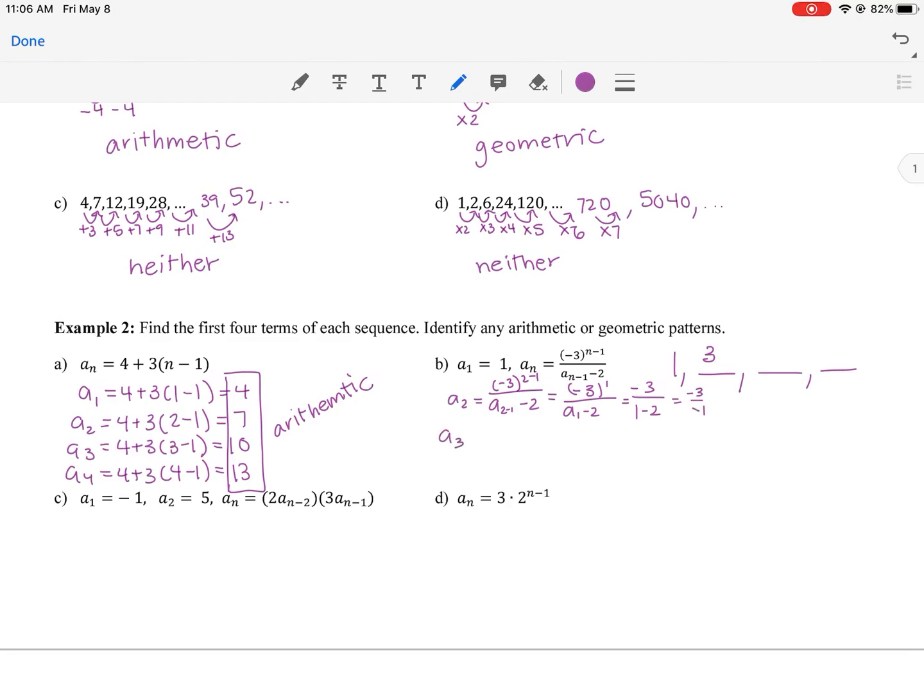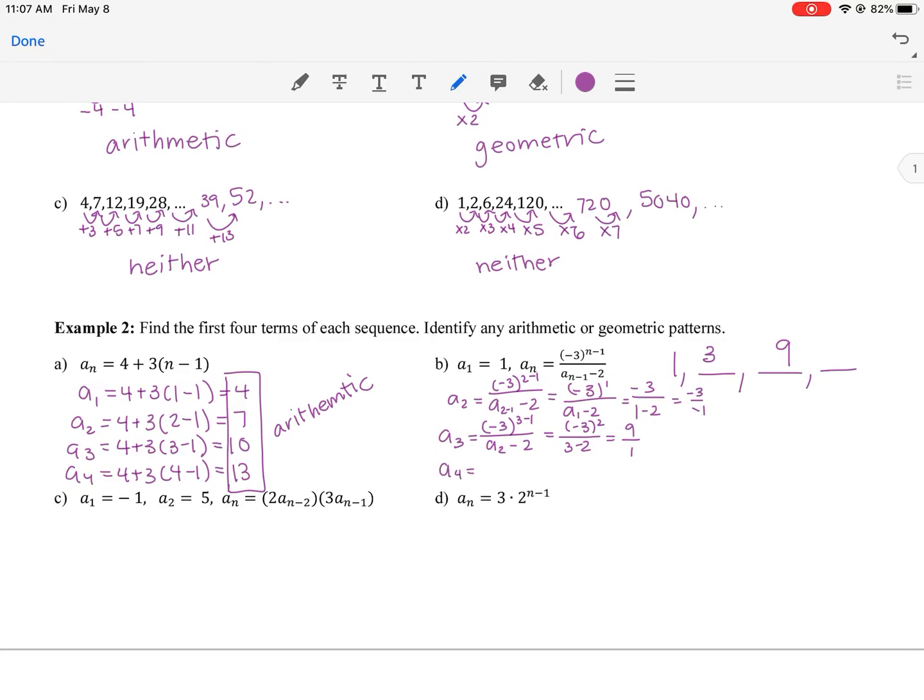Okay, to do the third term, a sub 3, we do negative 3, this time to the 3 minus 1. And then at the bottom, this a sub n minus 1 really means the term that comes before the third, so the second term, minus 2. So we'd have negative 3 to the second, all over 3 minus 2. So we have a positive 9 over 1, so we get 9.